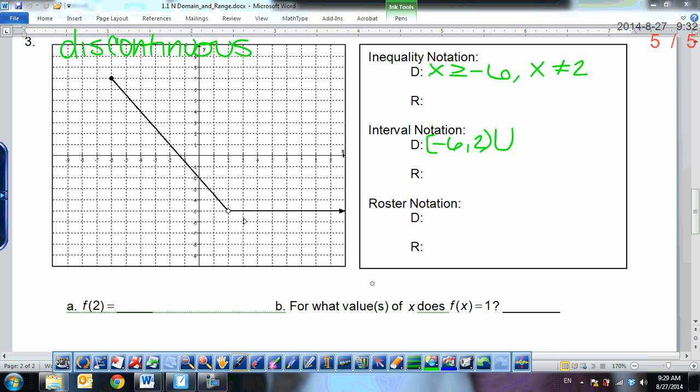Okay, so now I'm looking at this piece right here. The smallest x value at that piece is again what? 2. But can I ever equal it? No. And I can go all the way up. I have an arrow, so I go all the way to infinity. Questions?